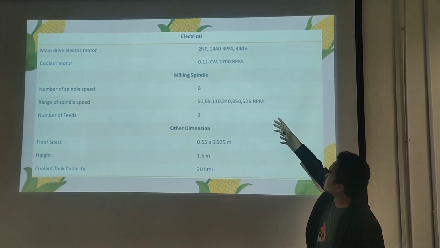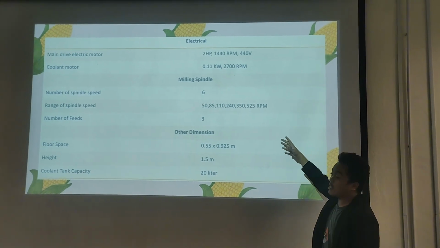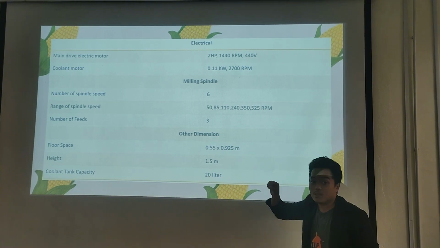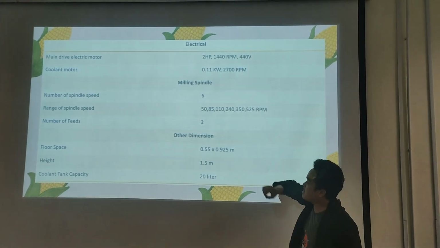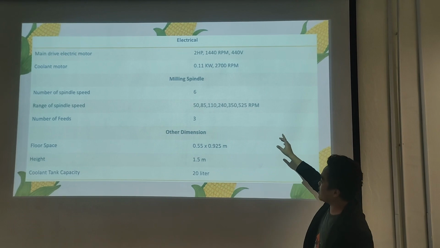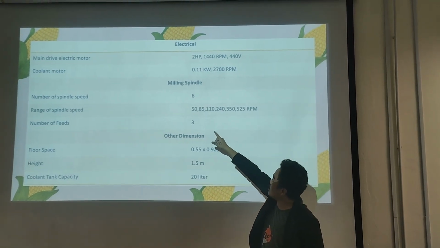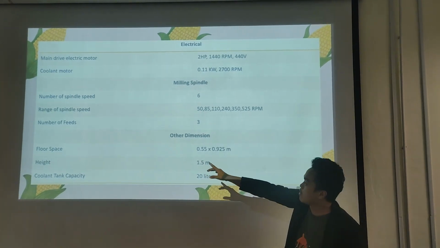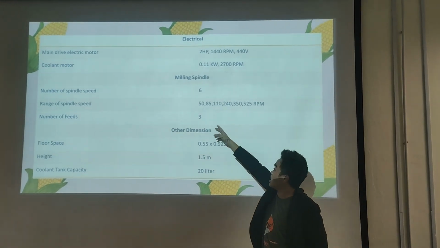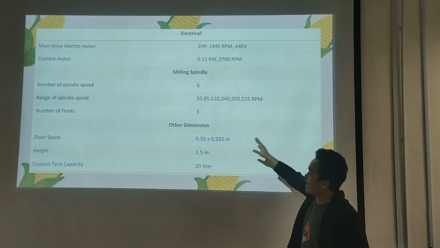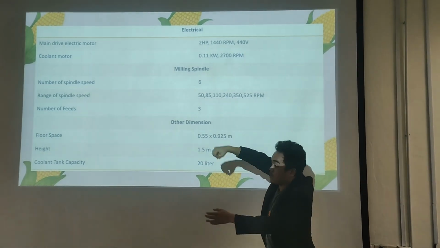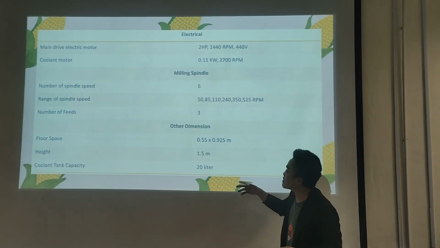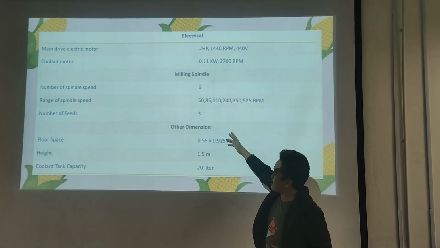2,700 rotations per minute. And the milling spindle, the number of spindle speeds, basically the change of speed from 1 to 6, has 6 speeds. And the range of spindle speed is around 50 to 525 rotations per minute. And the number of feeds the pedals can produce is 3. The milling spindle is basically the thing that crushes and makes the corn together, so it's easy to process. And the other dimensions.